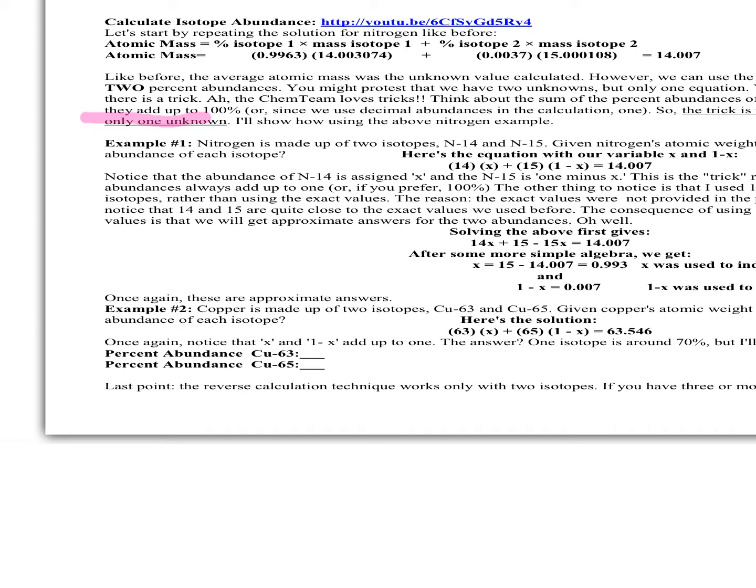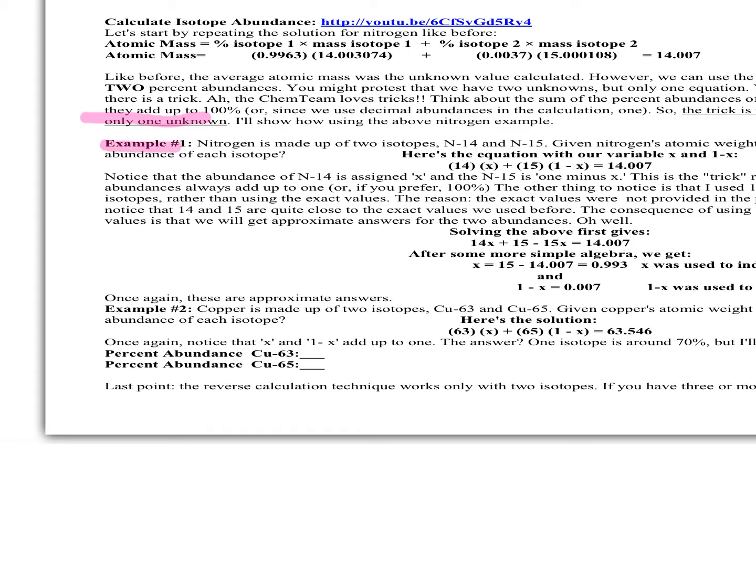So you might protest that we have two unknowns, but only one equation. And you would be right, except there is a trick. And the chem team loves tricks. Think about the sum of the percent abundance of the two isotopes. That's right, they add up to 100%.